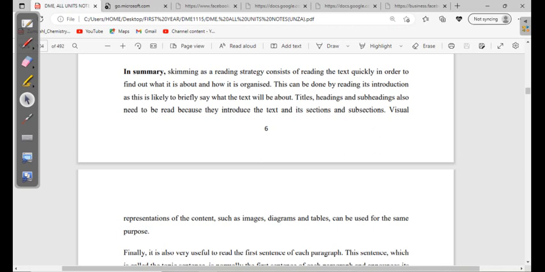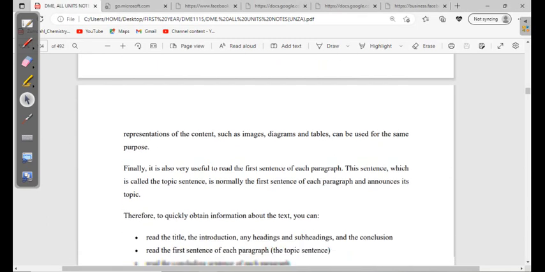You can also look at some visual representations of the content. When you're talking about visual representations of the content, all you are talking about is things that can help you in your reading. For example, you look at pictures, you look at charts and those things which are going to help you understand more about what you are reading. So those are visual representations.